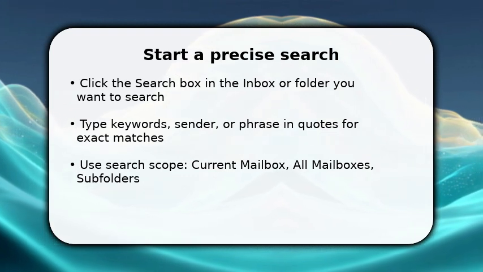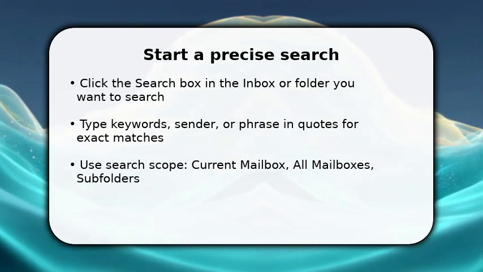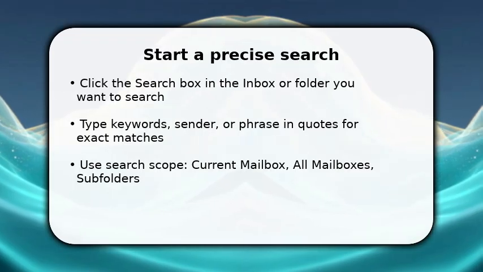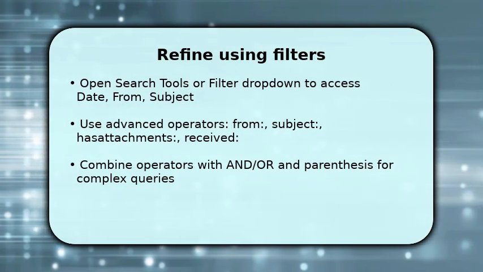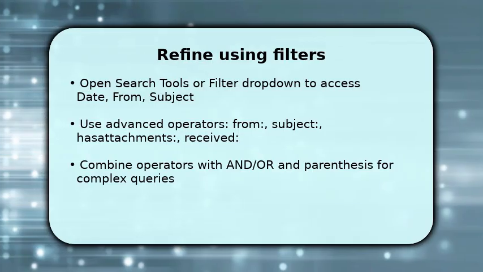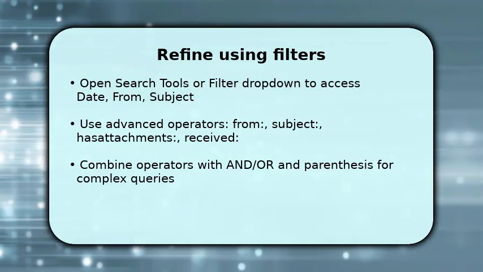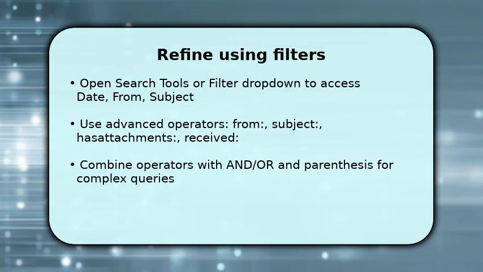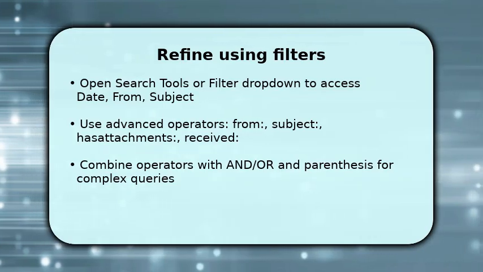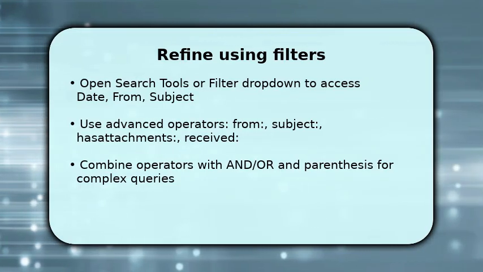Once results appear, refine with built-in filters: date, from, subject, and has attachments. You can type operators directly, like from:Alice subject:invoice hasattachments:yes to be surgical. Make sure to combine terms with AND or OR, and use parentheses to control logic when needed. This reduces false positives and surfaces the exact message.